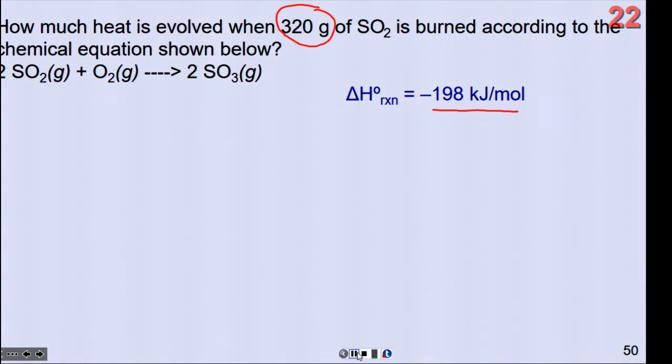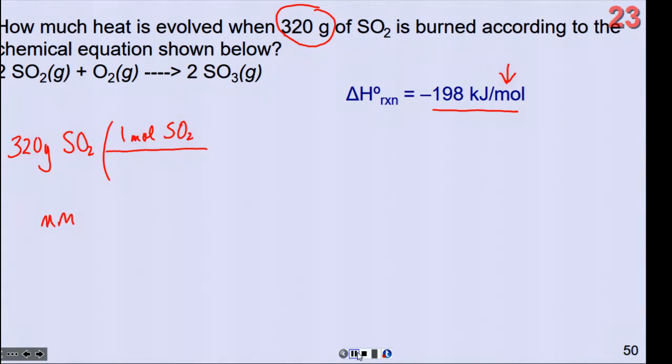What do we need? Well, we need to find out how many moles of SO2 is involved. So start with your 320 grams of SO2, and to get to moles, 1 mole of SO2, get out your handy calculator and check out the values. The molar mass of SO2 is going to be, sulfur is 32, oh handy, and 2 oxygen is 32, well that's going to be 64 grams per mole. Nice value to know, 64 grams of SO2 per mole. So far so good.